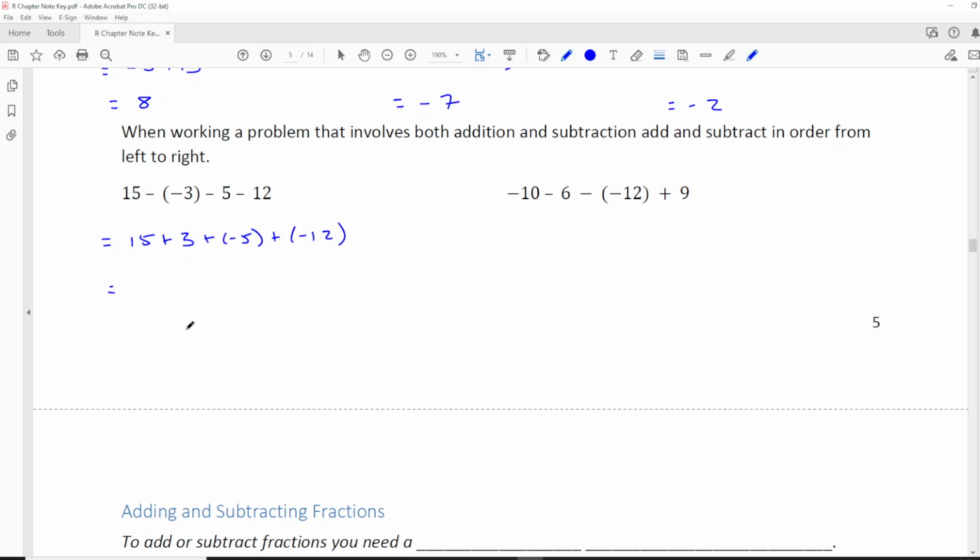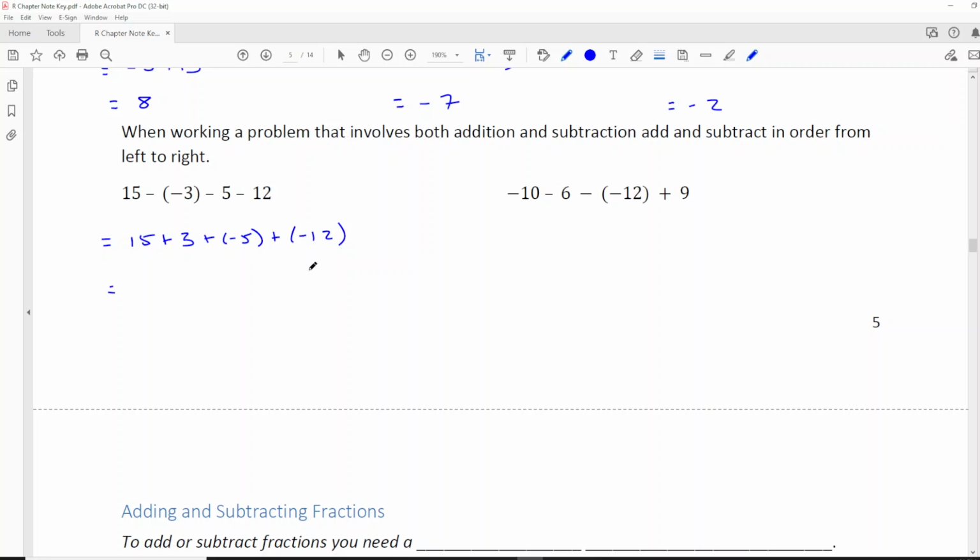Now, there's a part of this review chapter that we've taken out. There's a thing called the commutative property of addition, which means that I can move these numbers around. So if I wanted to do 15 minus 5, you can do that first, and then you can add 3, and then you can add negative 12. It's just important that the sign goes with the number.